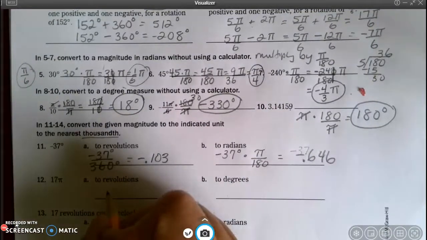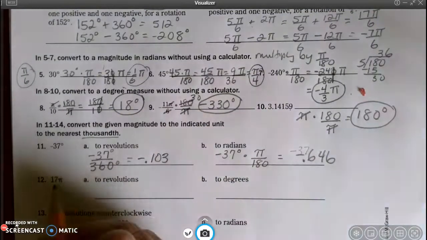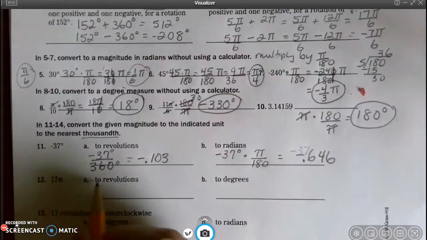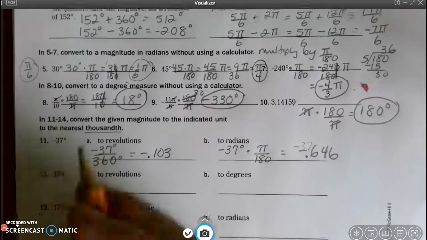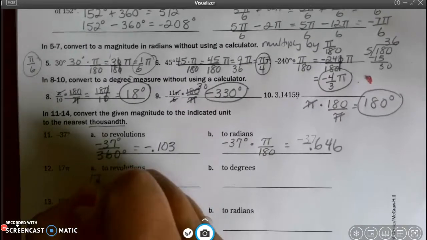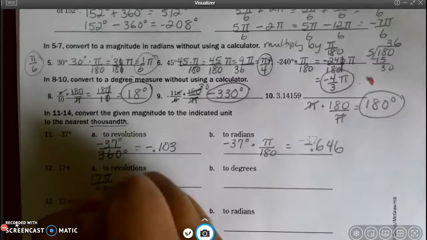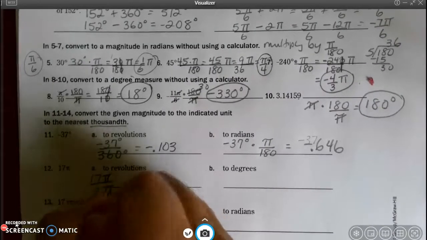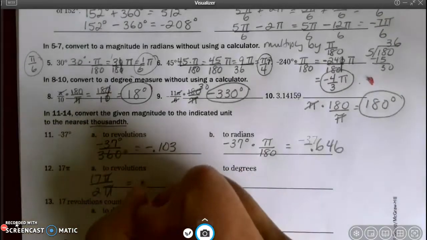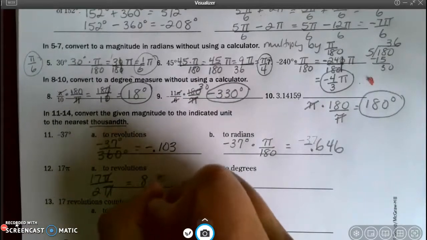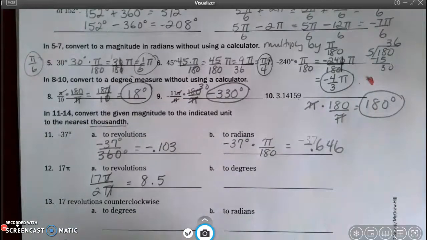Right, 17 pi to revolutions. Since this is in radians right now, to convert to revolutions, when it was in degrees, I divided by 360. When it's in radians, I divide by 2 pi. So 17 pi divided by 2 pi. Pi's cancel, and 17 divided by 2 is 8.5 revolutions.